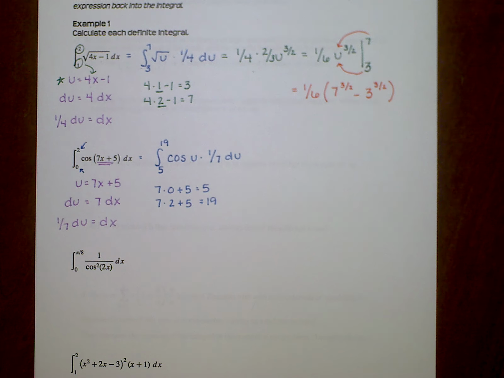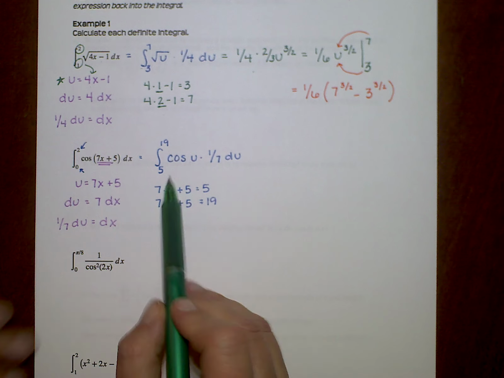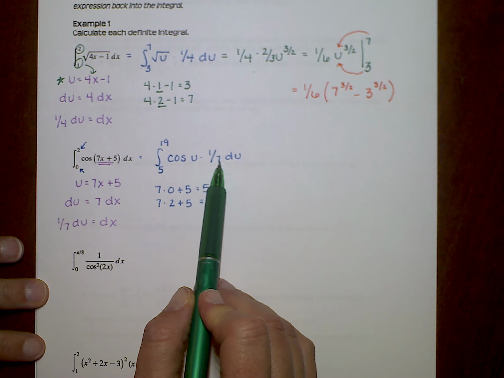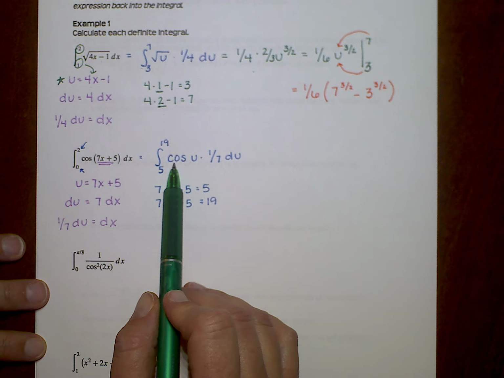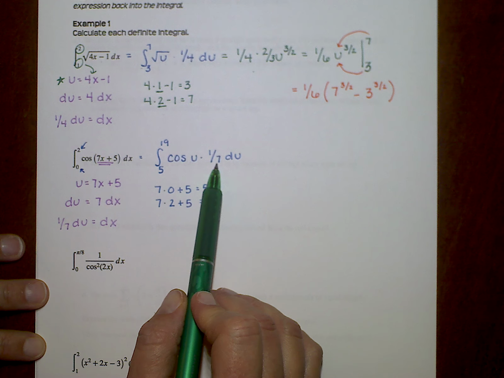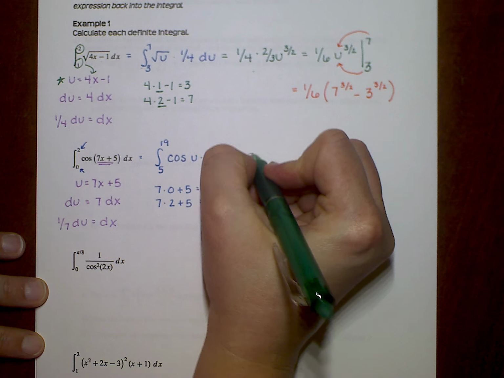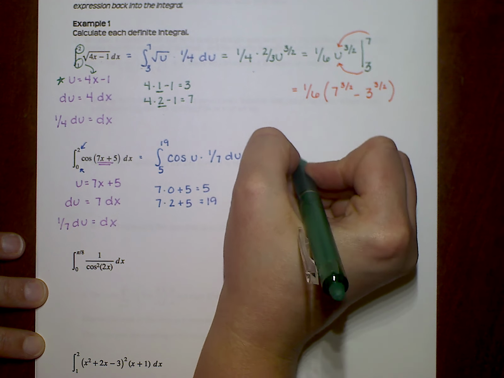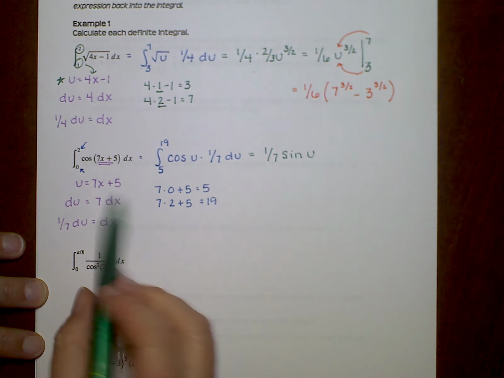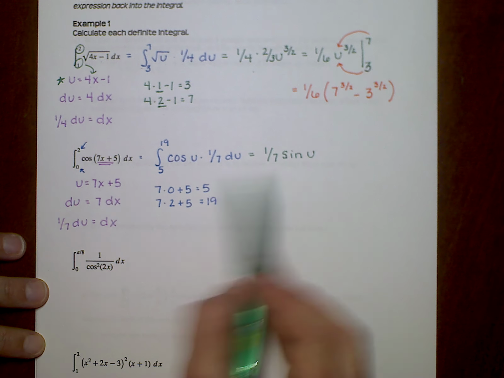So just be careful there. Okay, so now let's do the antiderivative step. Don't forget the antiderivative step, because that was the whole point. The whole reason we did this was to get something that we could take an antiderivative of. I can take an antiderivative of cosine, it's sine, and then this is going to be a 1/7 in front, so I'm going to have 1/7 sine of u.